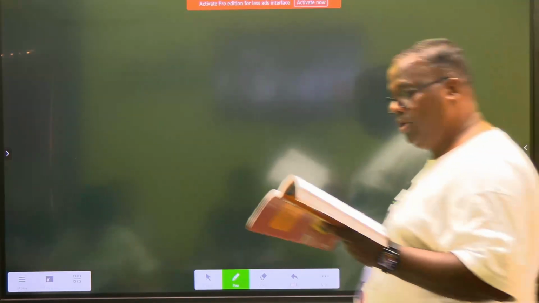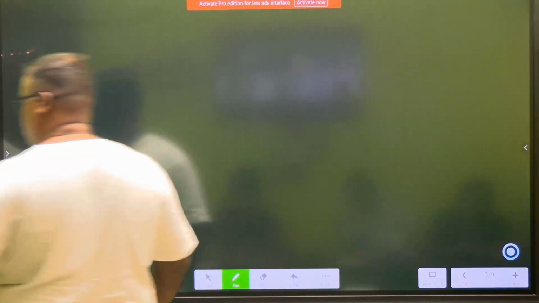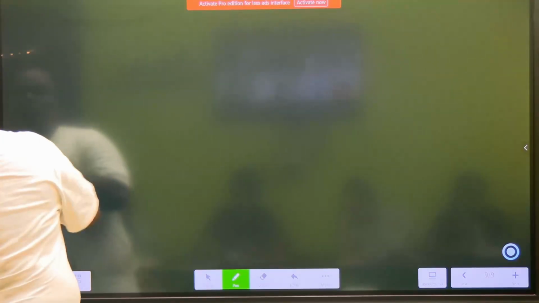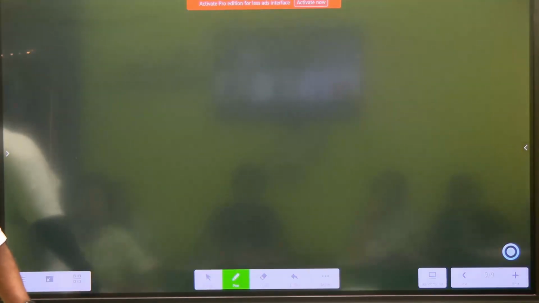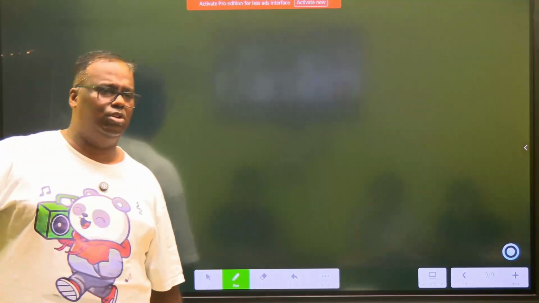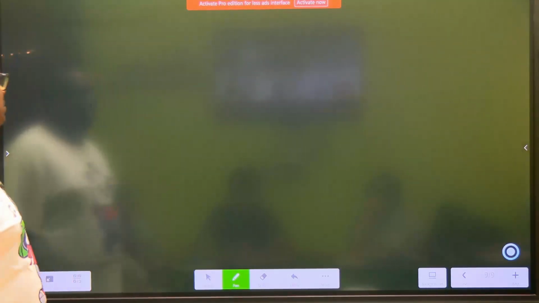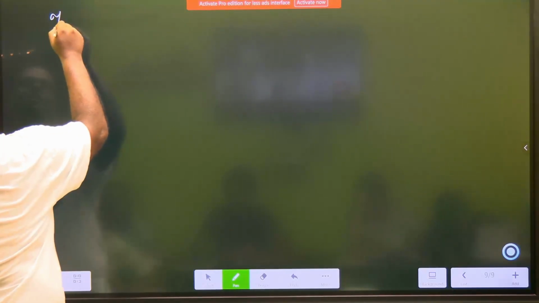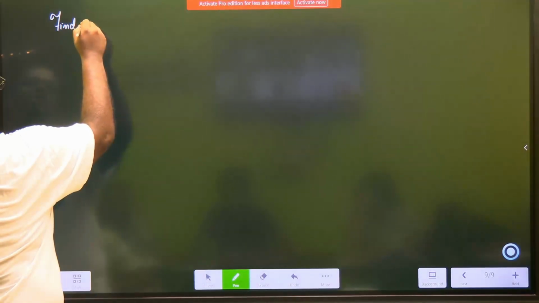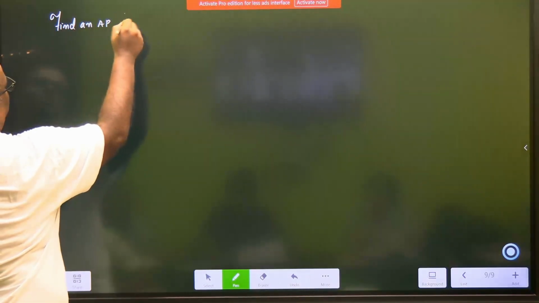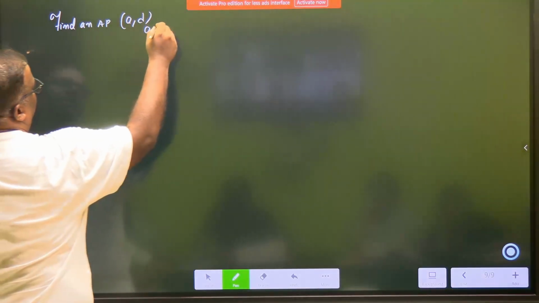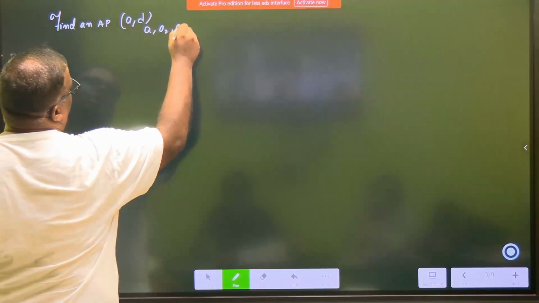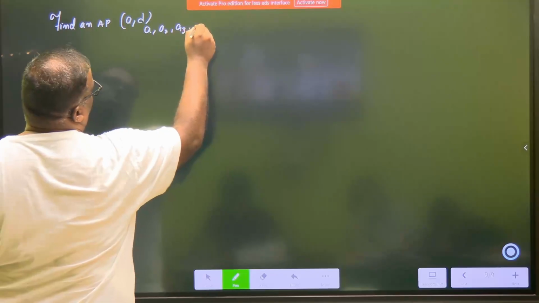Okay, now you need to find an AP. So find the arithmetic progression. Find the arithmetic progression means what you should do? You should at least write the AP with first 3 terms and then you can put dot dot dot. Find an AP means basically get the value of A, get the value of D, and at least populate A, A2, A3 and then put 3 dots.